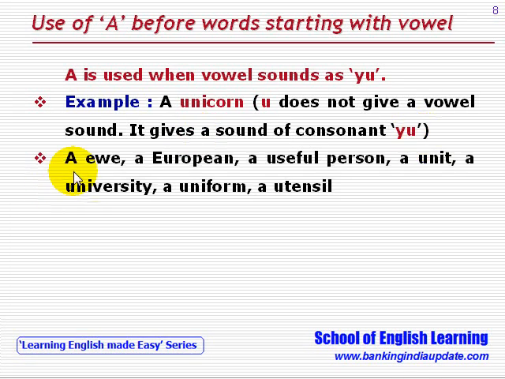Similarly, we say a EU, a European, a useful person, a unit, a university, a uniform, a utensil. In all these words, although they start with a vowel, they give the sound of consonant U. Hence, instead of using an, we are using a in all these cases.